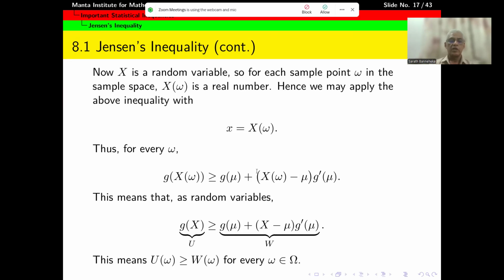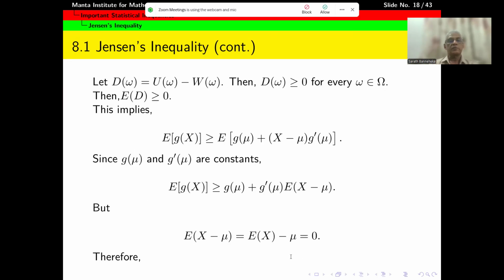What you have here, when g is a convex function, right? So this means U(omega) is greater than or equal to W(omega) for every omega in the sample space. So now, we can consider U and W both at the same omega, where omega is an element in the sample space. So let us define, for example, the difference between these two.